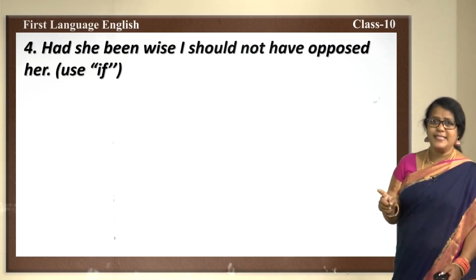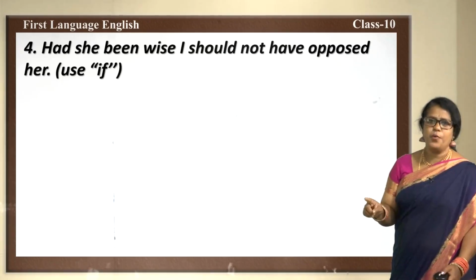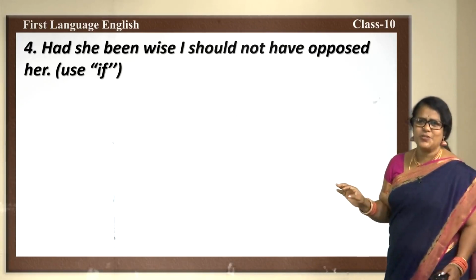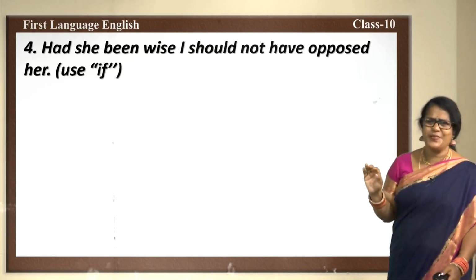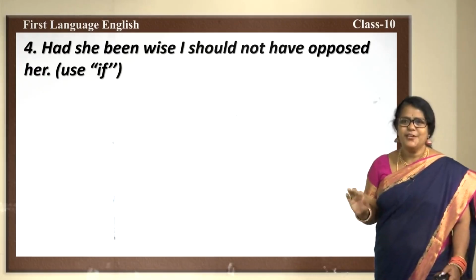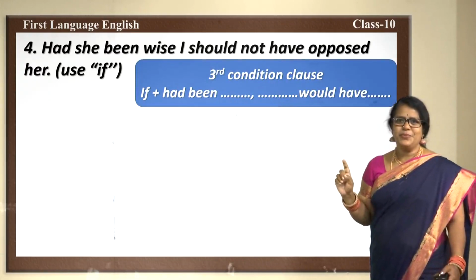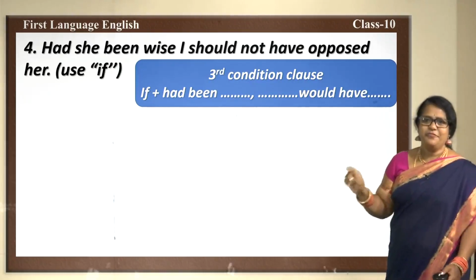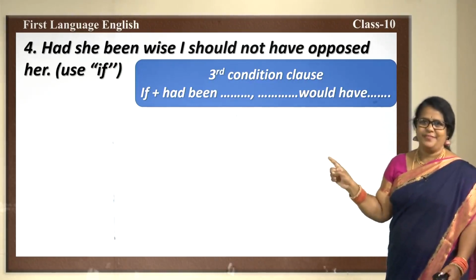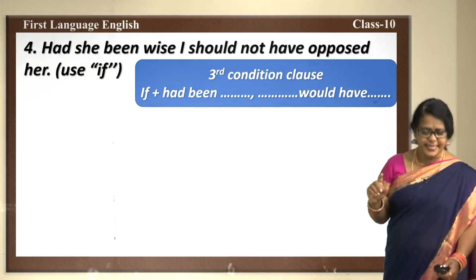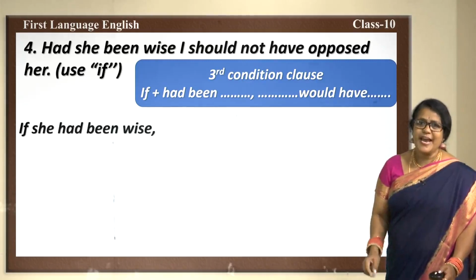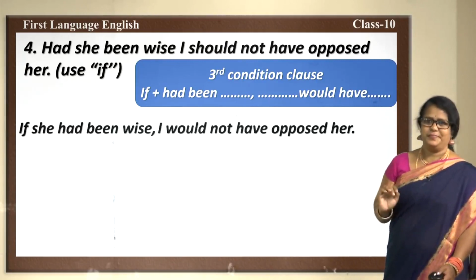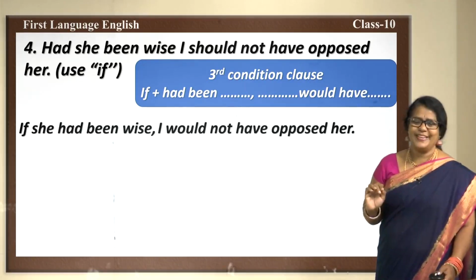Let us move to this. Had she been wise, I should not have opposed her. Use if. This is an if clause. We call this also a conditional clause. You would have come across this in your regular classes. Teachers would have definitely taught you about this. When we use had been, this is a third conditional clause. If plus had been, would have. Fine. And even the negative form also comes. We will see this one quickly. If she had been wise, I would not have opposed her. This is the sentence. Read through again.